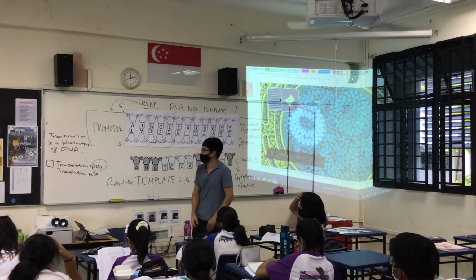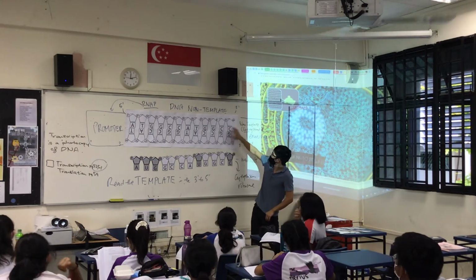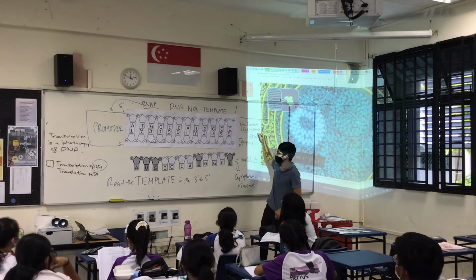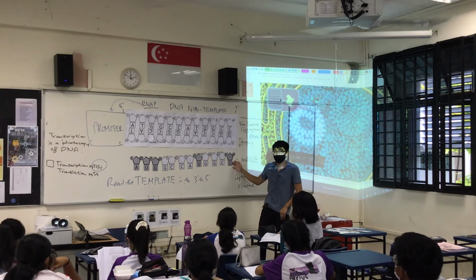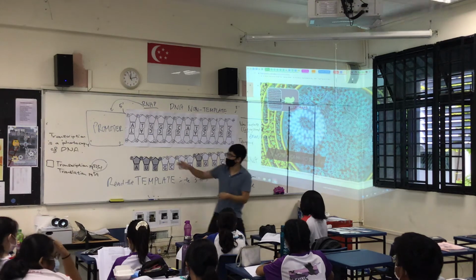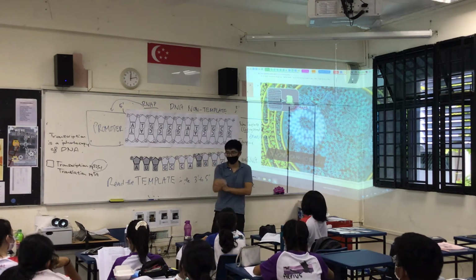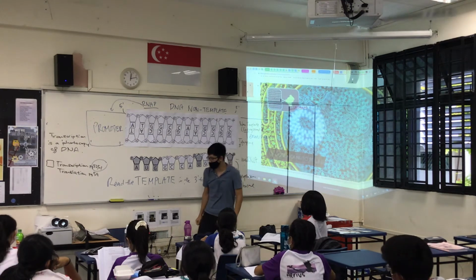So understand that there's a template strand, there's a non-template strand, sometimes we call a coding strand, and we get mRNA. mRNA is synthesized in a 5 to 3 direction, and we read the template strand in the 3 to 5 direction. This is the important part that I would like you to focus on.